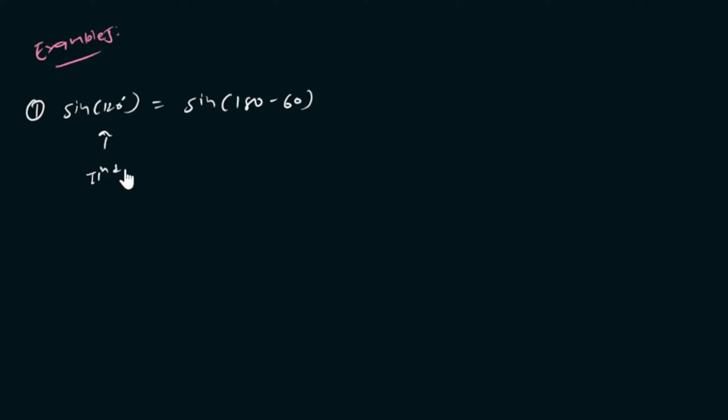Examples. Consider first sine 120. For the examples I have a simple method. You can put it as sine 180 minus 60. So 120 is in the second quadrant, and in the second quadrant sine is positive. So sine 120 will be positive as well. As we remember, if the angle is 180, our function will be as it is. So it will be sine 60, which is equal to root 3 by 2.